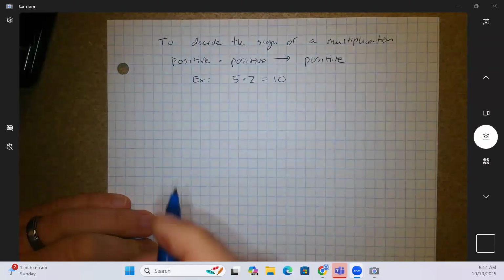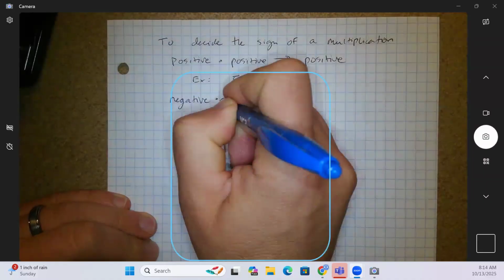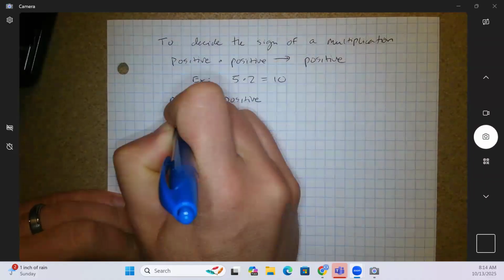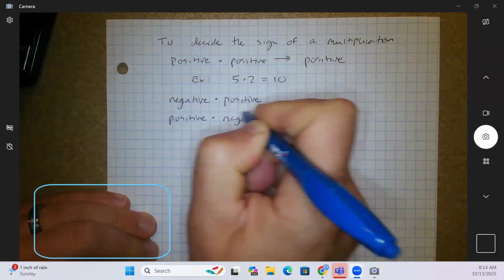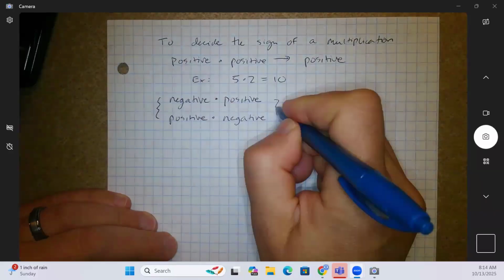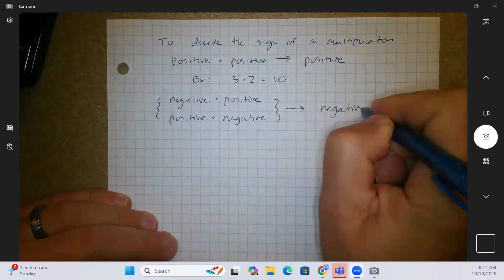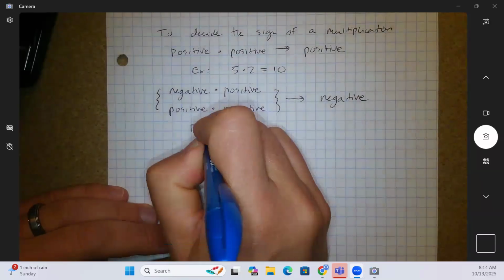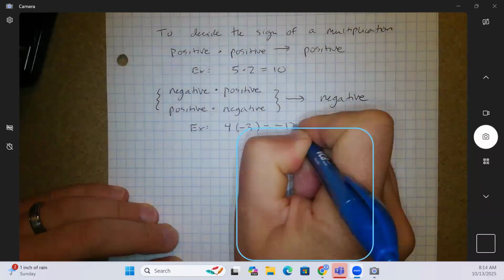A negative times a positive, or if I write it in the opposite order, a positive times a negative, right? Either one of those will always give you a negative. And our example here was 4 times -3, which was -12.